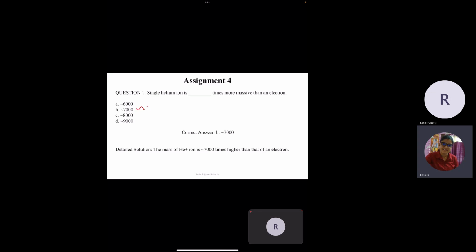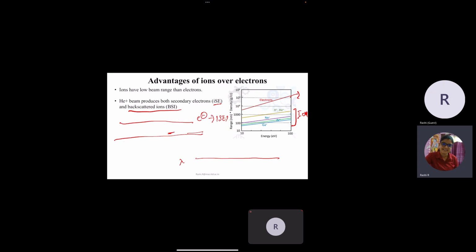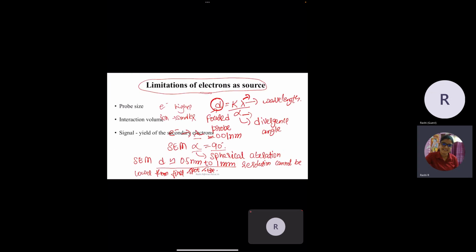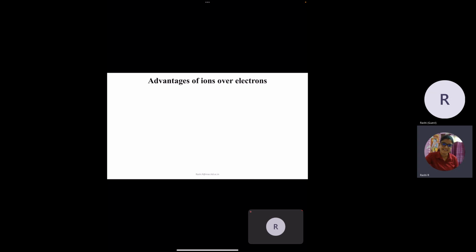So, single helium ions are dash times more massive than the electrons. As we have seen, approximately 7,000 times heavier than that of electrons. So, the correct answer is 7,000. This has been discussed in one of the lectures as well. See, it's around 7,300.